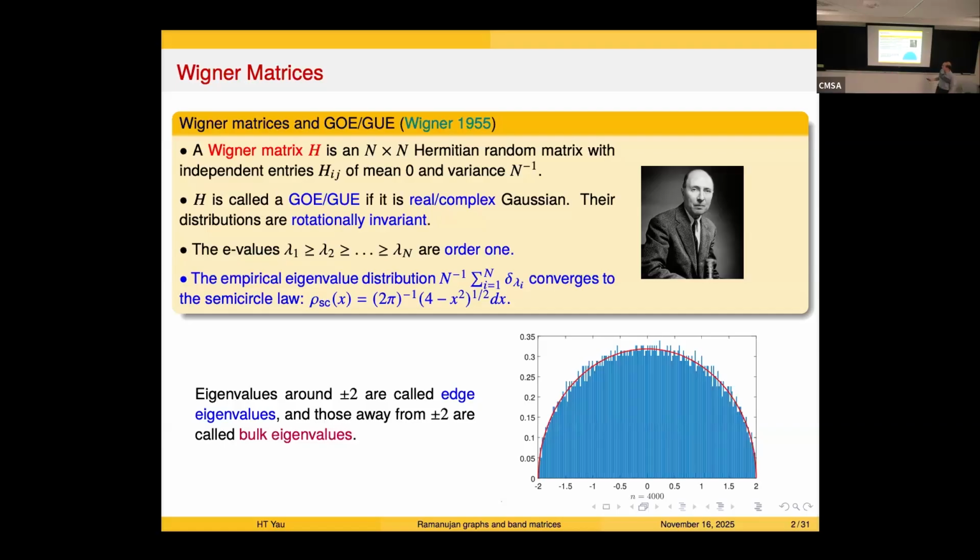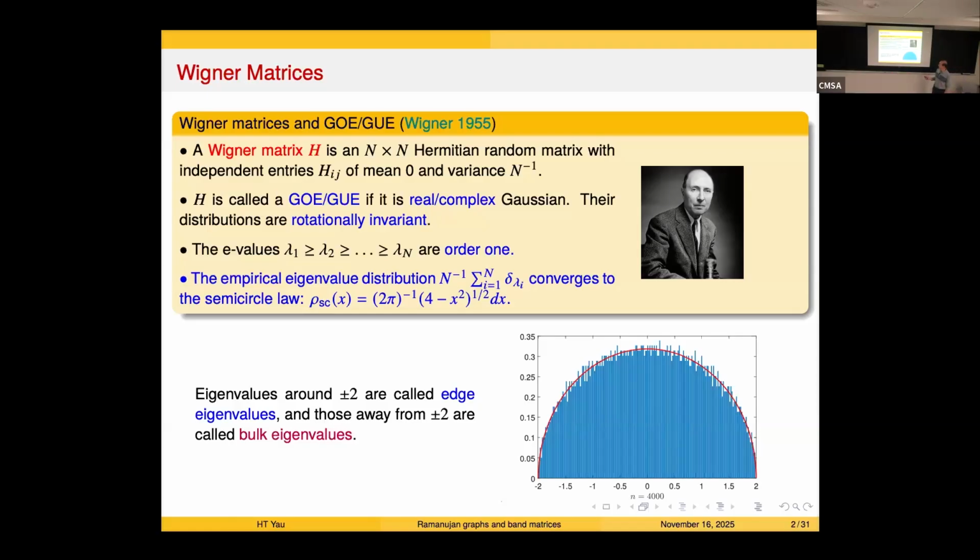Now the eigenvalues around -2 and 2 are called the edge eigenvalues, and the rest are called the bulk eigenvalues in the middle. Random matrices were already in statistics, but they really caught people's attention in the 1950s because of Wigner's work, and Wigner's motivation was in nuclear physics.